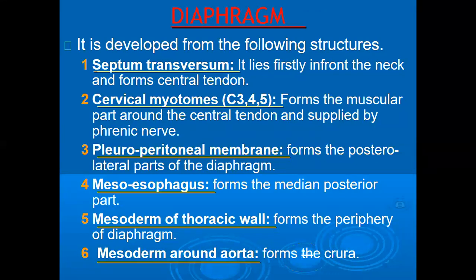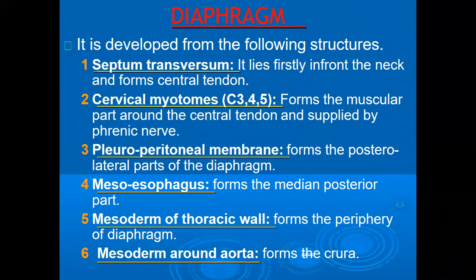Pleuro for the pleural membrane, for the pleural cavity formation. Pertaining to that relation, these folds of the mesenchyme, initially they are folds, then they become membranous, and thus they are called the pleuroperitoneal membrane. And then we have the mesoesophagus.